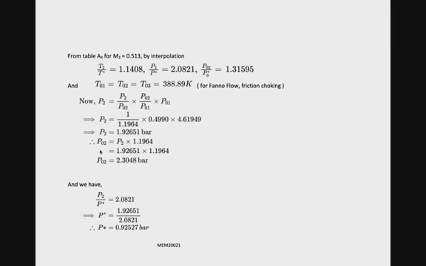P naught 2 by P2 is equal to 1.1964. We can calculate P naught 2 since we already have the value of P2. We get P naught 2 is equal to 2.3048 bar. And also we have from the Fanno flow table, P2 by P star is equal to this. So we get P star is equal to 0.92527 bar.